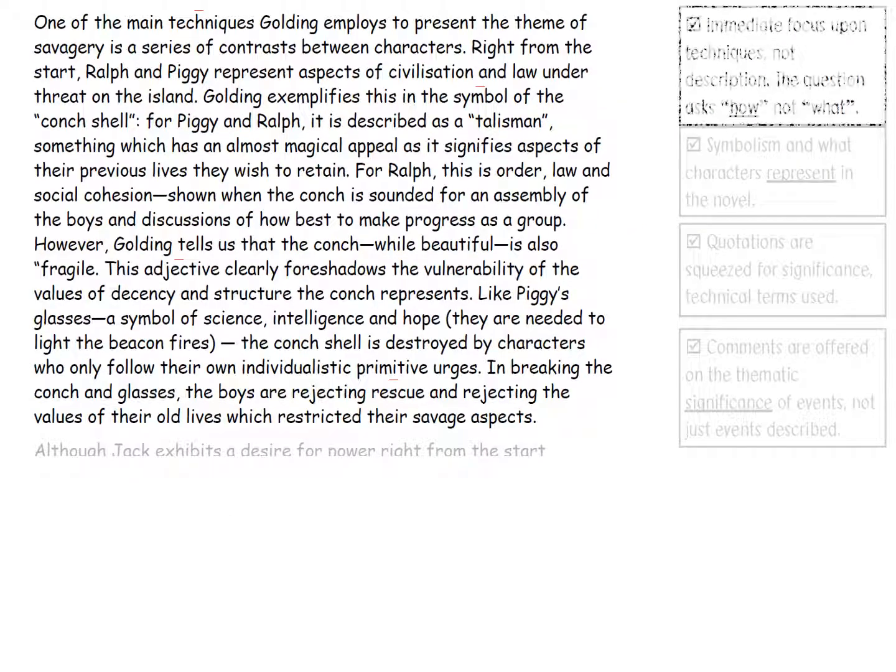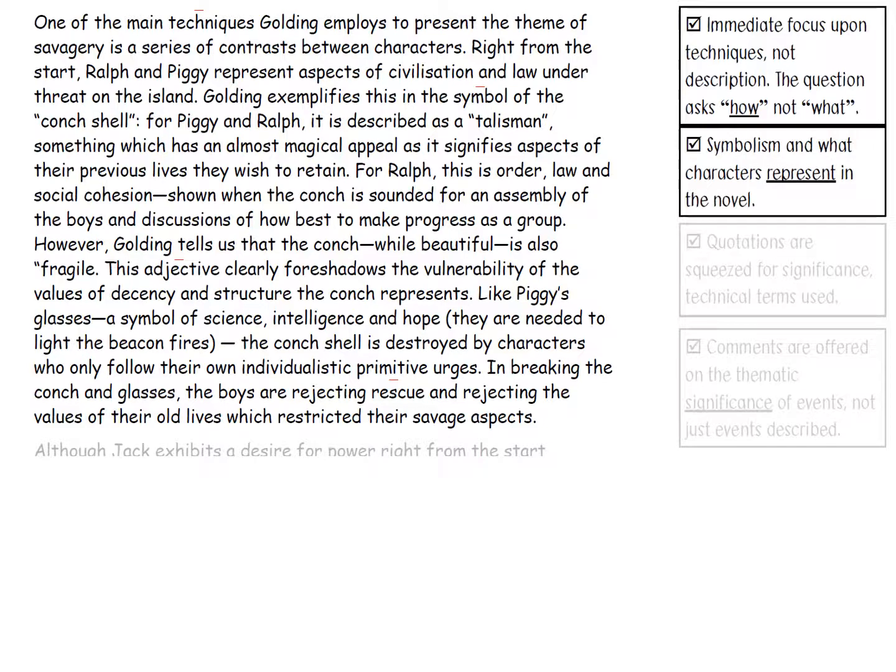One of the main techniques Golding employs to present the theme of savagery is a series of contrasts between characters. Right from the start, Ralph and Piggy represent aspects of civilization and law under threat on the island. Golding exemplifies this in the symbol of the conch shell. For Piggy and Ralph, it is described as a talisman, something which has an almost magical appeal, as it signifies aspects of their previous lives they wish to retain.